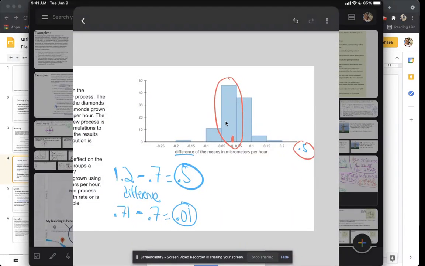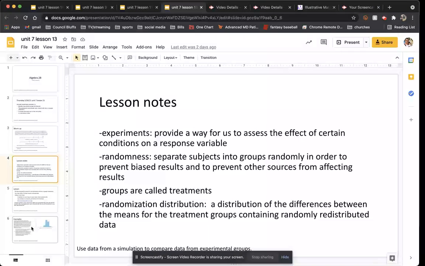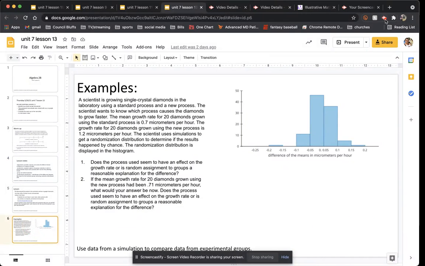And the reason being is because the difference of 0.01 falls within most of the differences in the histogram. Okay. So when my original difference was 0.5, it was way higher than anything found in the histogram. So therefore, it did have an effect. But when the difference is only 0.01, that actually fits with our histogram. Therefore, it does not have an effect. Okay. And that right here, that is it. That is it for lesson 13.